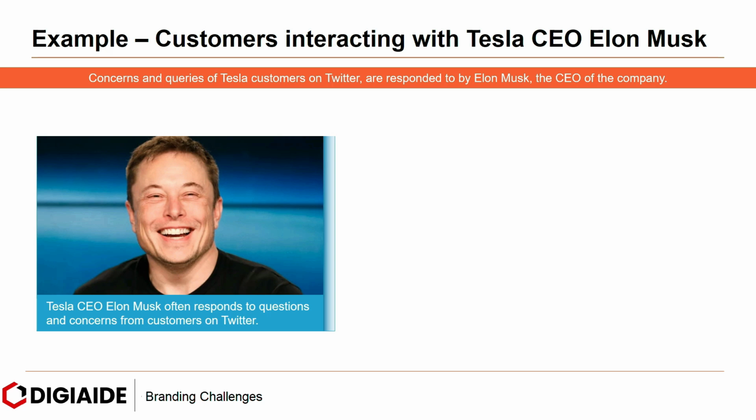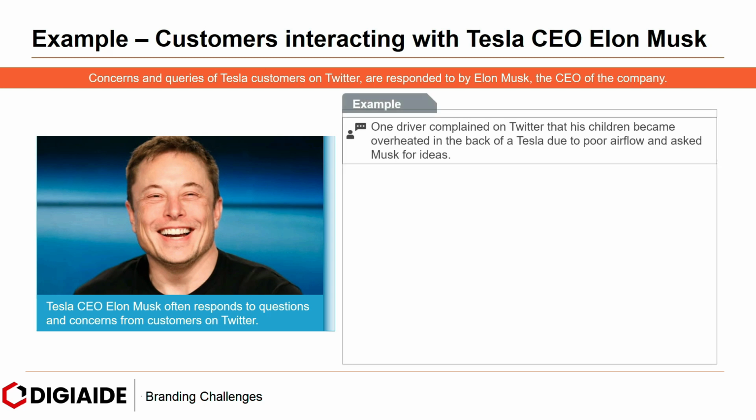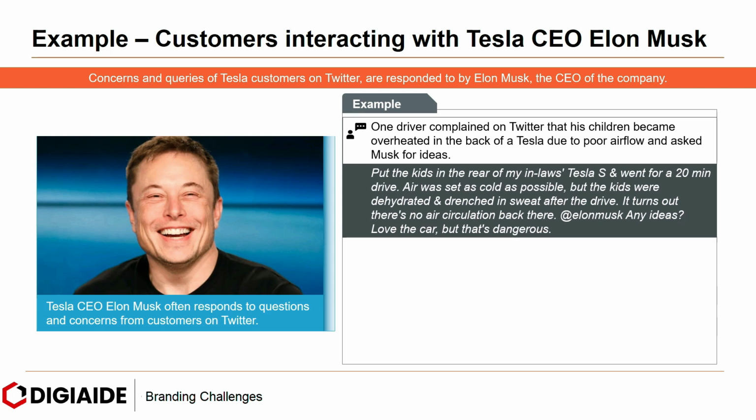Concerns and queries of Tesla customers on Twitter are responded to by Elon Musk, the CEO of the company. Example: one driver complained on Twitter that his children became overheated in the back of a Tesla due to poor airflow and asked Musk for ideas on Twitter. The driver stated, "Put the kids in the rear of my in-laws Tesla S and went for a 20-minute drive. Air was set as cold as possible, but the kids were dehydrated and drenched in sweat after the drive. Turns out there is no air circulation back there."